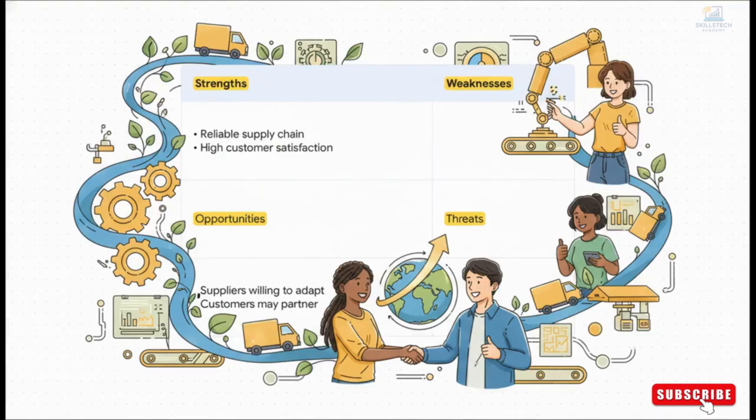And this illustrates perfectly how those strengths create opportunities. Because their supply chain is so reliable, their suppliers are way more willing to adapt to improvements. And because their customers are so happy, those same customers might actually be willing to partner with them to get changes rolled out even faster. See? It's a total win-win.